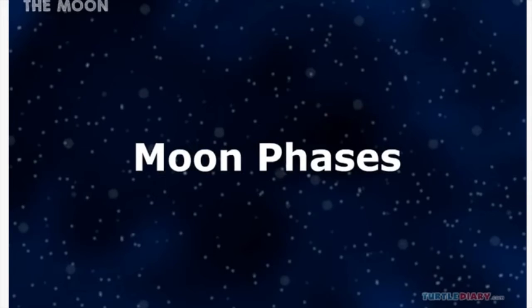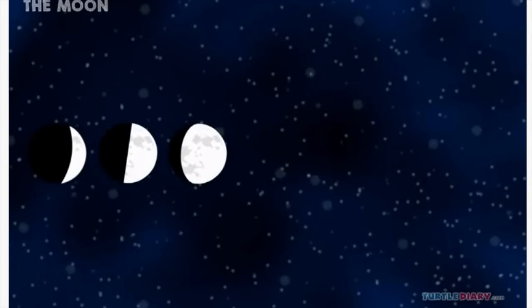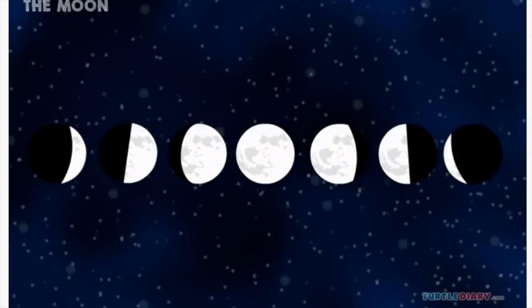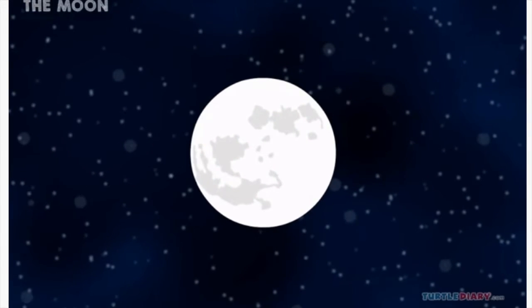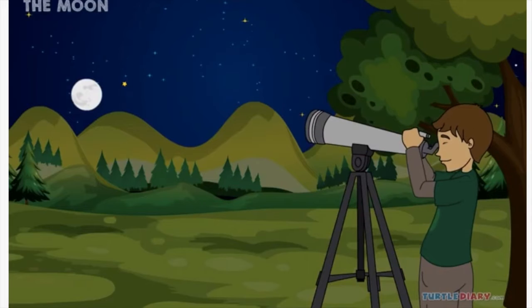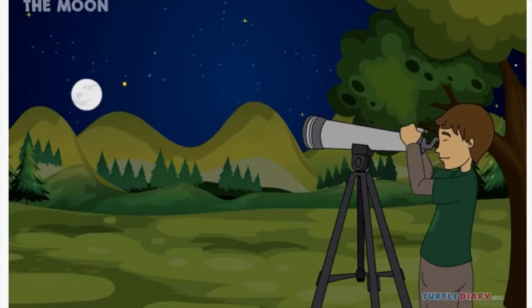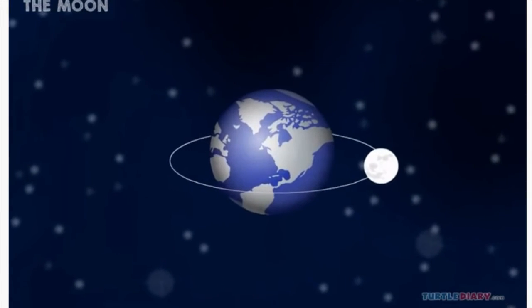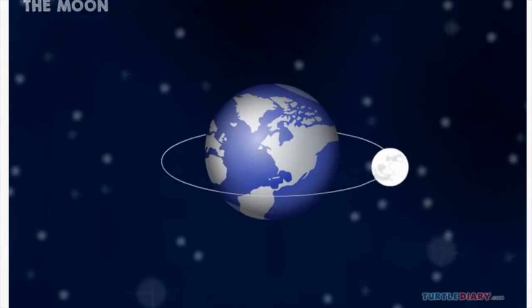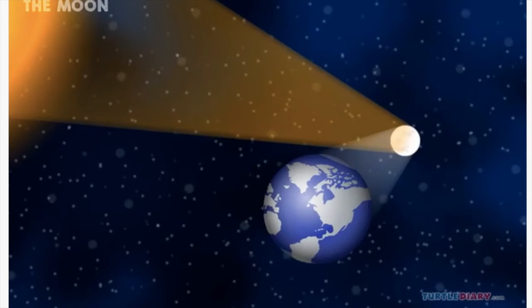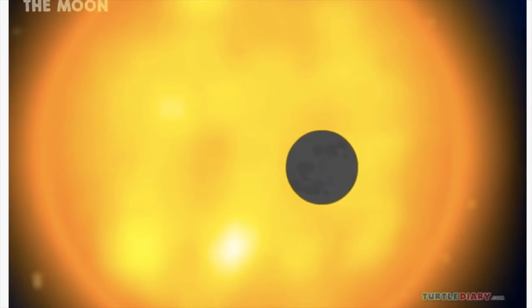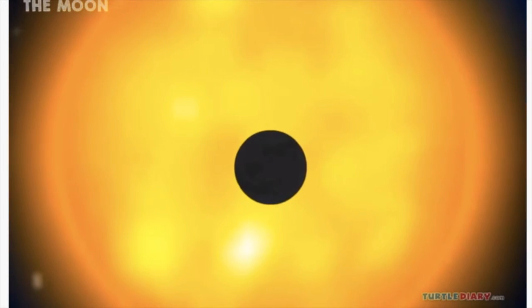Moon phases. The moon looks different at different times. Does it change its shape? No, the moon stays the same. What changes is how we see it from Earth. But we don't always see all of that side. Sometimes we only see part of it. This is because of the way it moves around the Earth. Remember that the moon only reflects the light of the sun. So, when the sun is behind the moon, we can't see it at all. We call this a new moon.